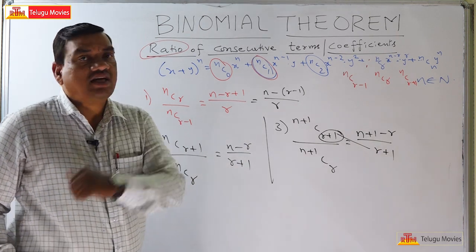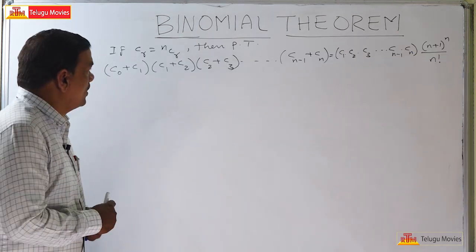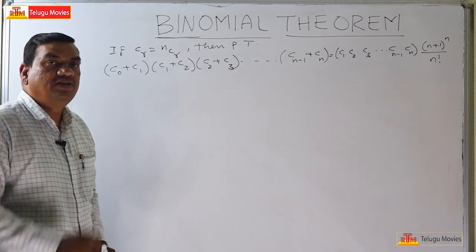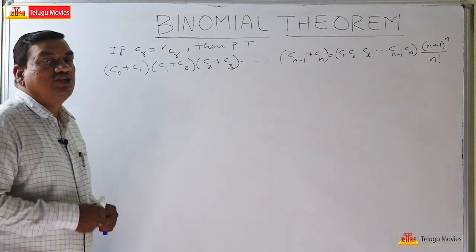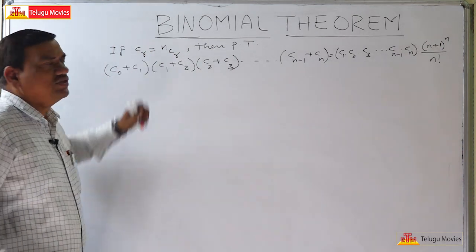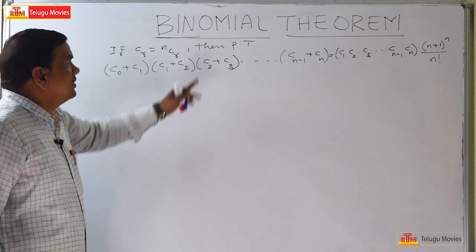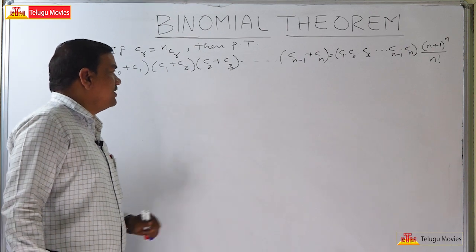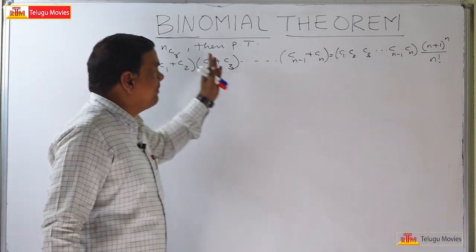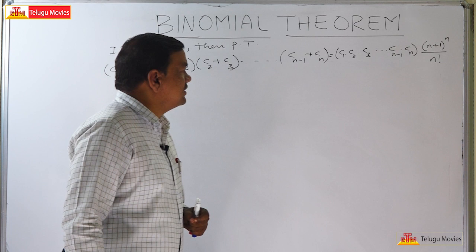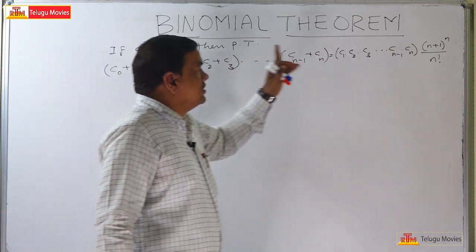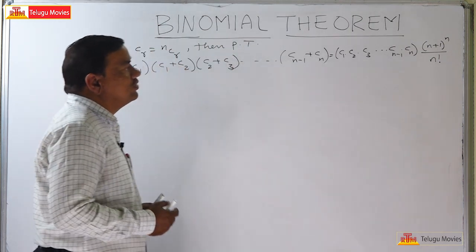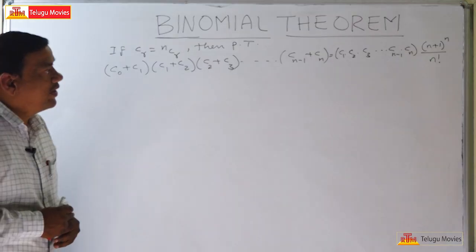Let us see that problem. If Cr is equal to nCr, that means nCr is shortly written as Cr, we will simply avoid n. Then prove that (C0 + C1)(C1 + C2)(C2 + C3)...(C(n-1) + Cn) is equal to C1 C2 C3 ... C(n-1) Cn times (n+1)^n divided by n!.